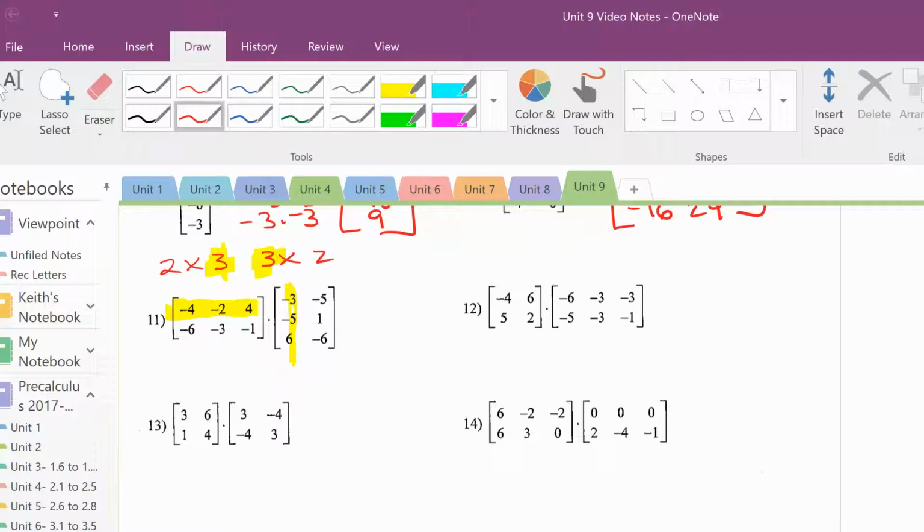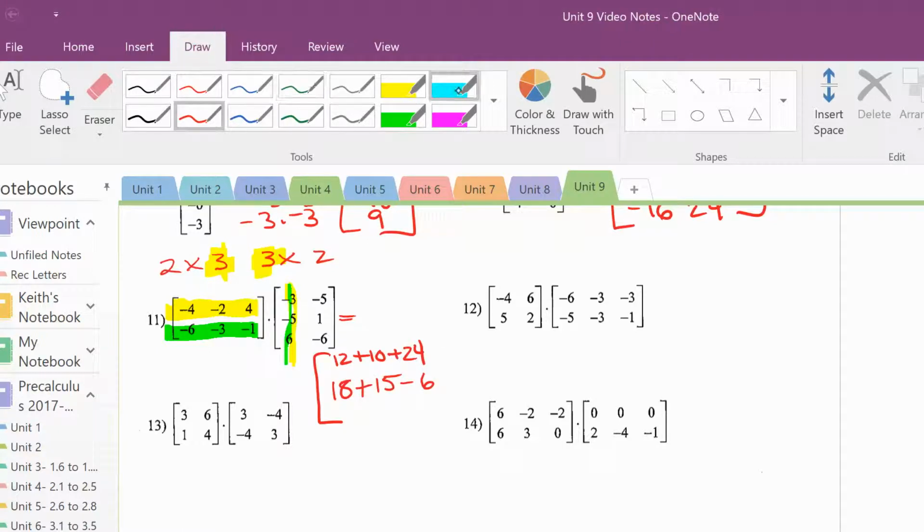So for example, here, -4 times -3 is -12. And then you add it to -2 times -5, which is +10. Or sorry, -4 times -3 is +12. So yeah, and then plus -2 times -5 is +10, plus 4 times 6, which is 24. So then you do the same thing with the -6. You go -6 times -3 is 18. So now you go here and down. So 18, and then -3 times -5 is 15, and -1 times 6 is -6.